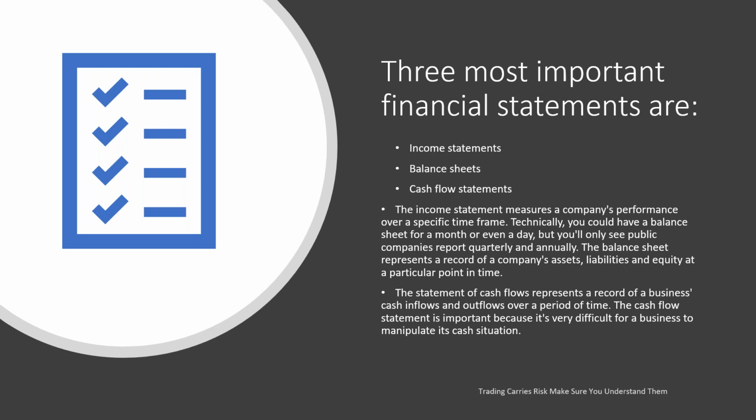Well, that's a lot for one of us to go through. Then we need a statement of cash flow, which represents a record of the business's cash inflows and outflows. Now, how would you and I analyze Apple's cash when they're sitting with more cash than, in a lot of places, entire countries? The cash flow statement is important because it's difficult for a business to manipulate its cash position.